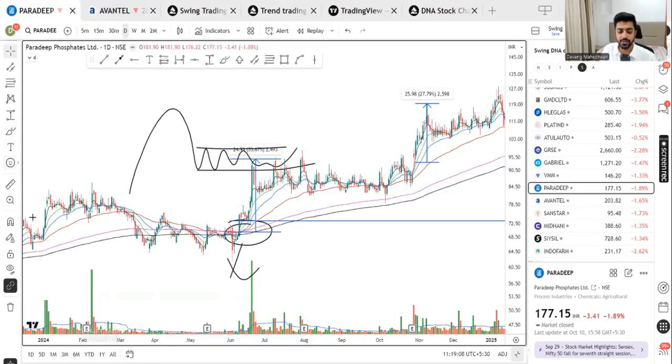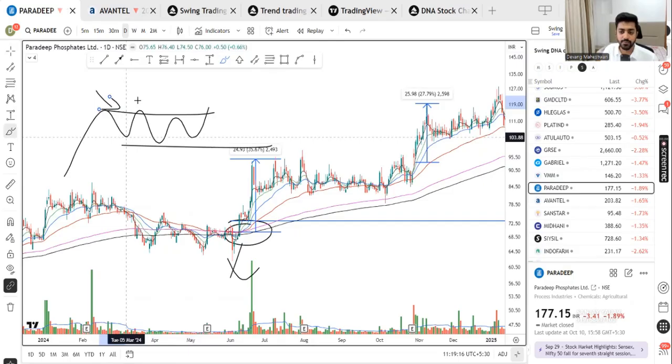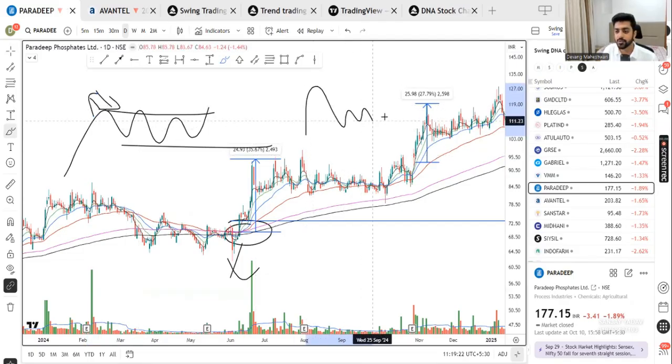In an upright base, which looks like this, you will have majority price action near to these highs. Okay, majority price action near to these highs, the high of this up move. In an up and down base, you will have a majority price action not at these highs, somewhere below.